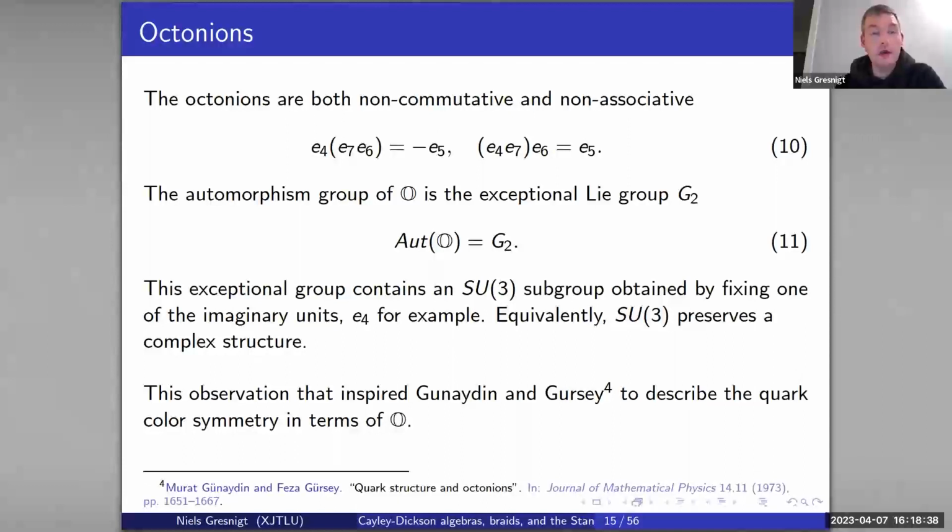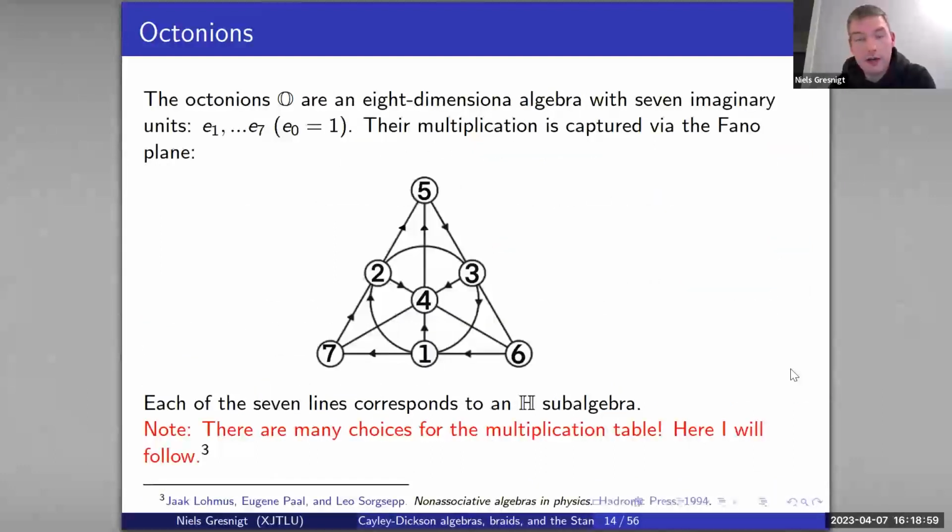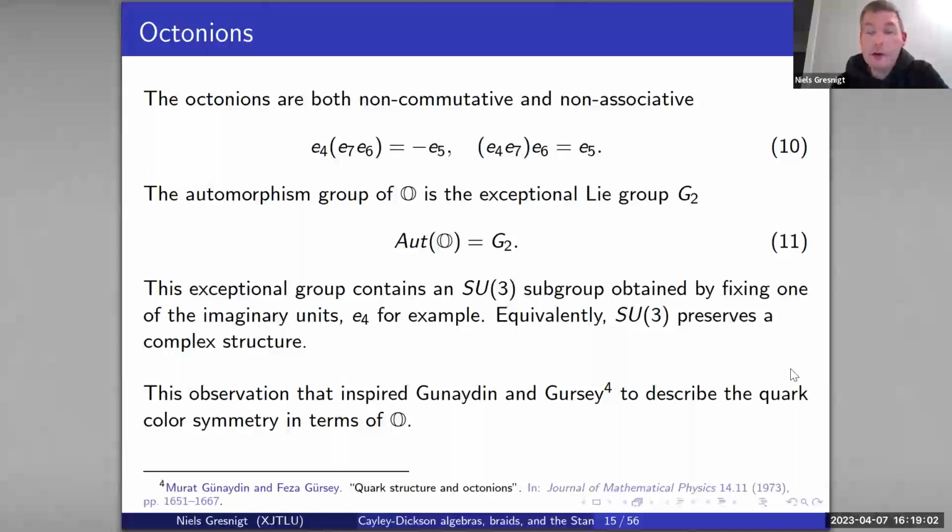Now, very interestingly, the automorphism group of the octonions is the exceptional Lie group G2, which is 14-dimensional, and it contains SU3 as one of its maximal subgroups. And you can obtain that subgroup by fixing one of the imaginary units. So for me, I will choose E4, which is the one in the middle of the Fano plane here. Or equivalently, you could say that SU3 preserves a complex structure. And it's this observation that initially led to trying to connect the octonions to the quark color symmetry back in the 70s.